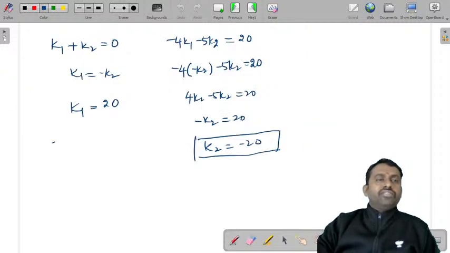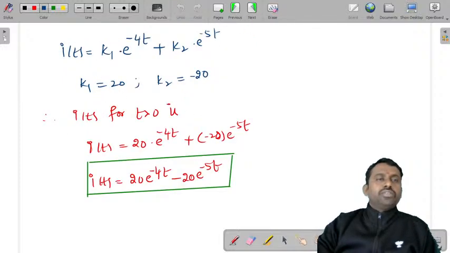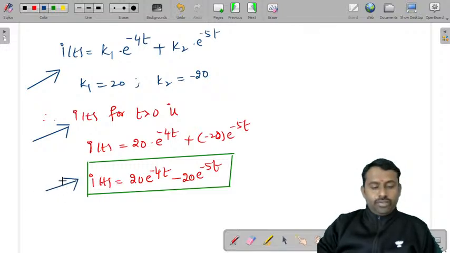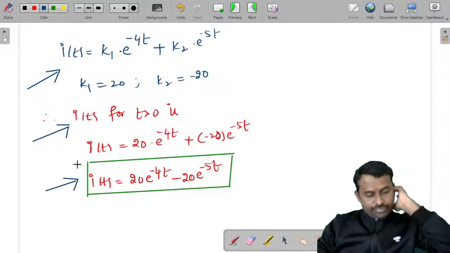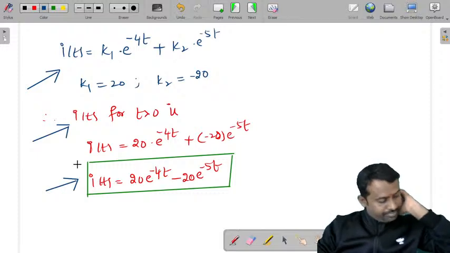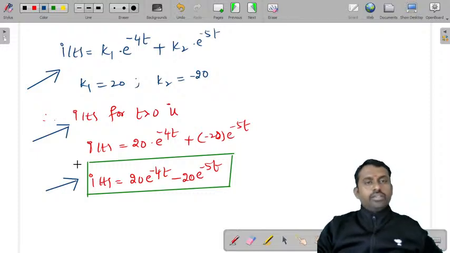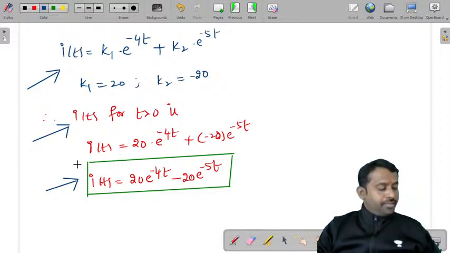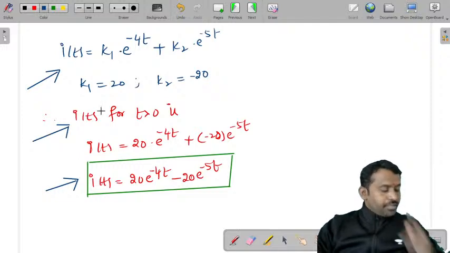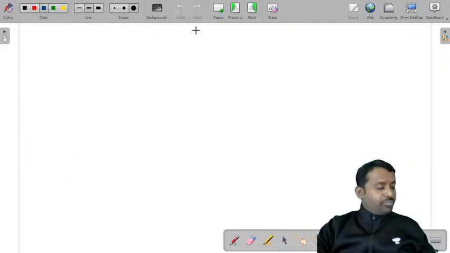Then if you solve, you'll get the k1 and k2 values as 20 and -20. Then we substitute the values of k1 and k2 in this I(t) again. So the solution of I(t) is obtained like this. So this is how we will solve an RLC series circuit given to us. Similarly, we shall solve one more question.